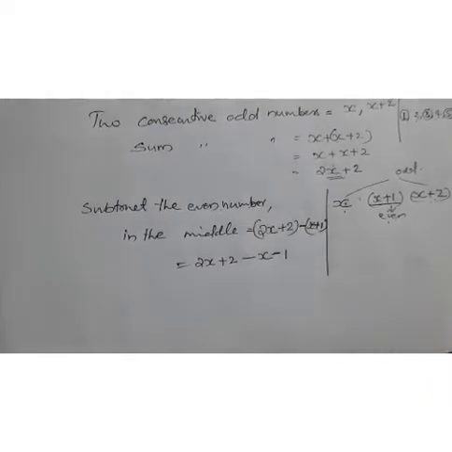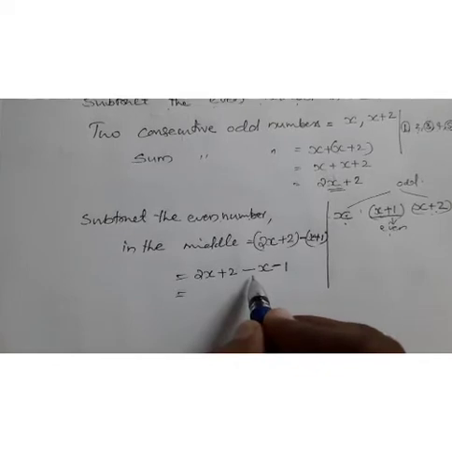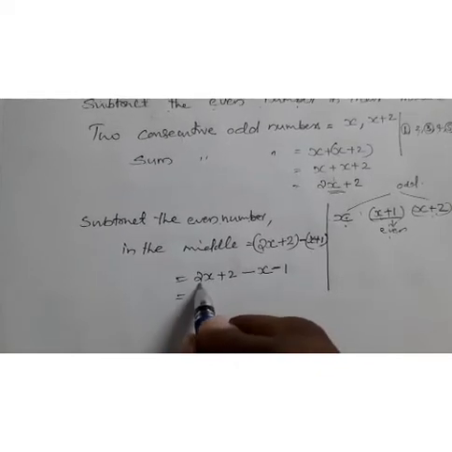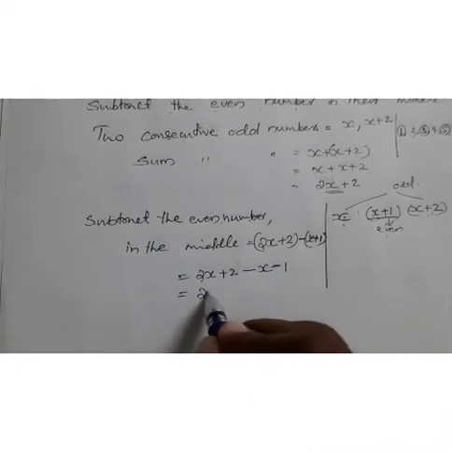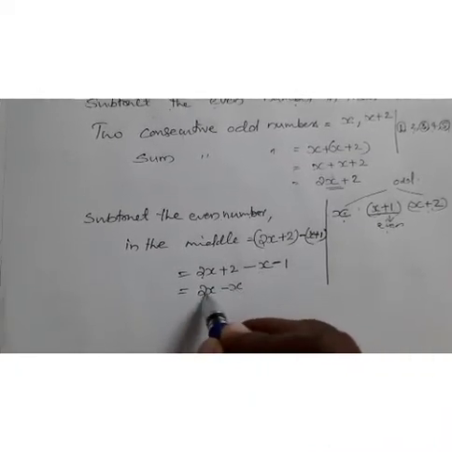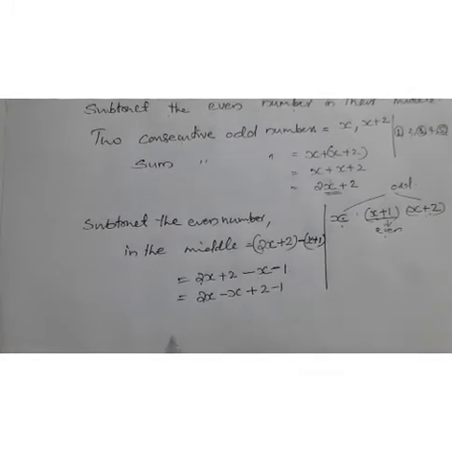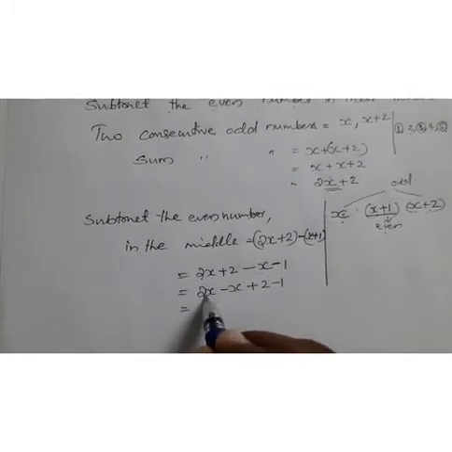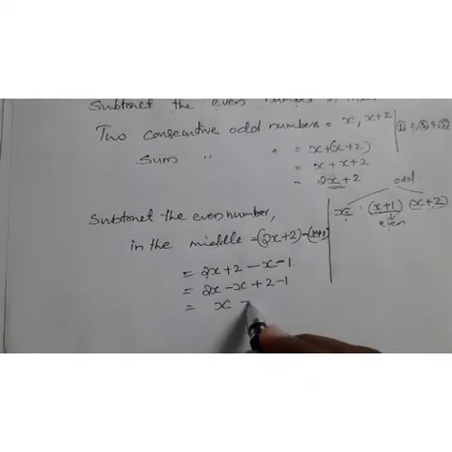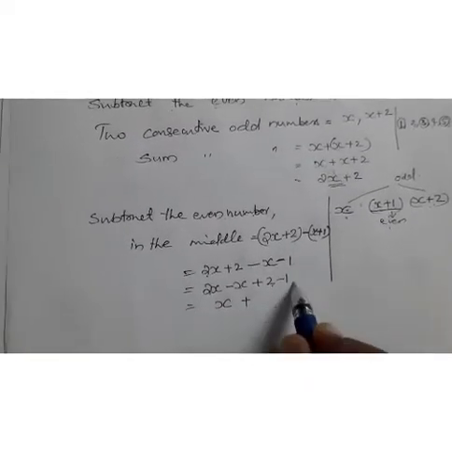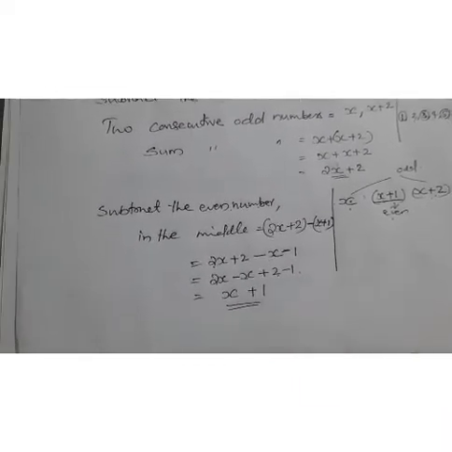So the same variable should be added or subtracted. So 2x and minus x. 2x minus x, you can write like this: 2x minus 1x. That means you will get 1x. Plus 2 minus 1 is 1. So the answer you are getting is x plus 1.